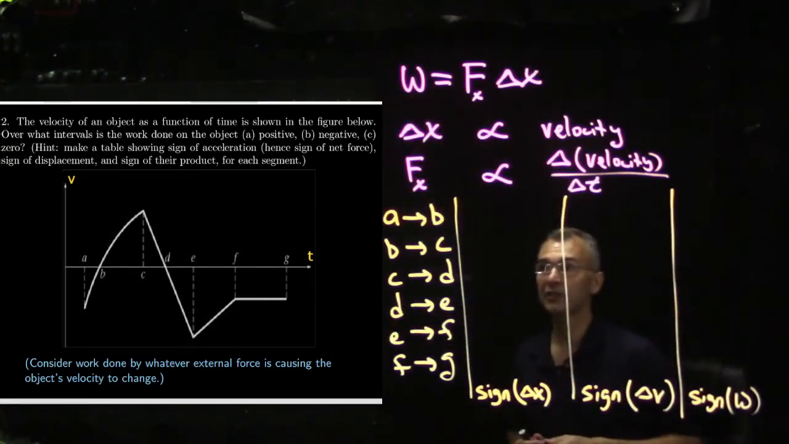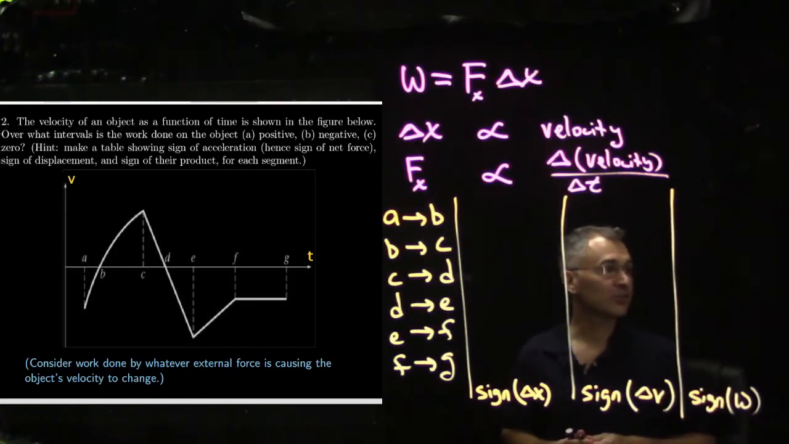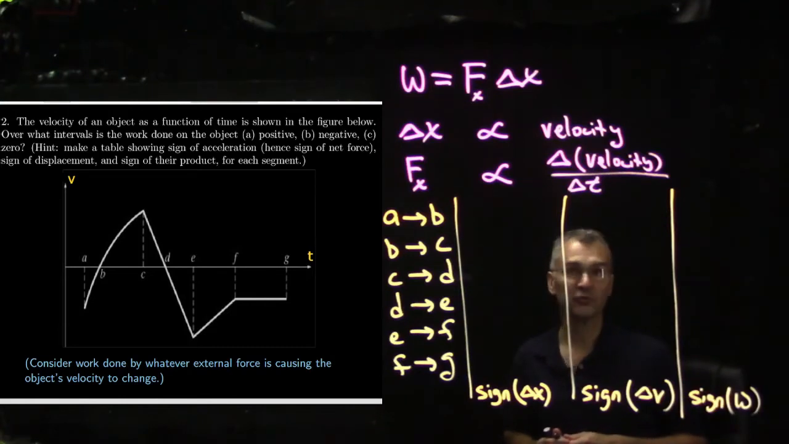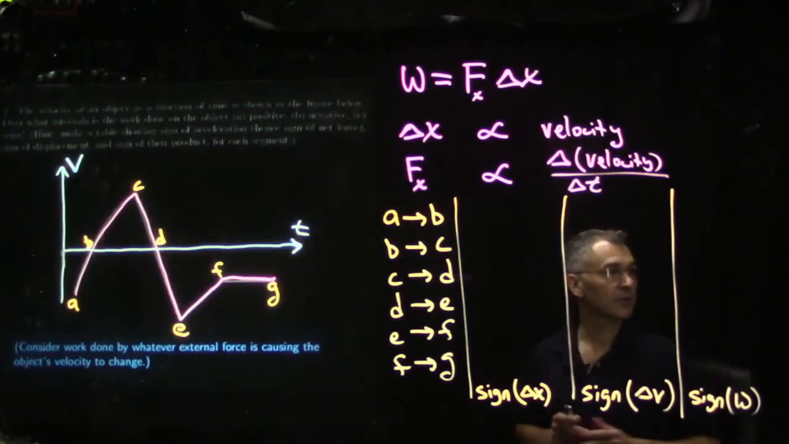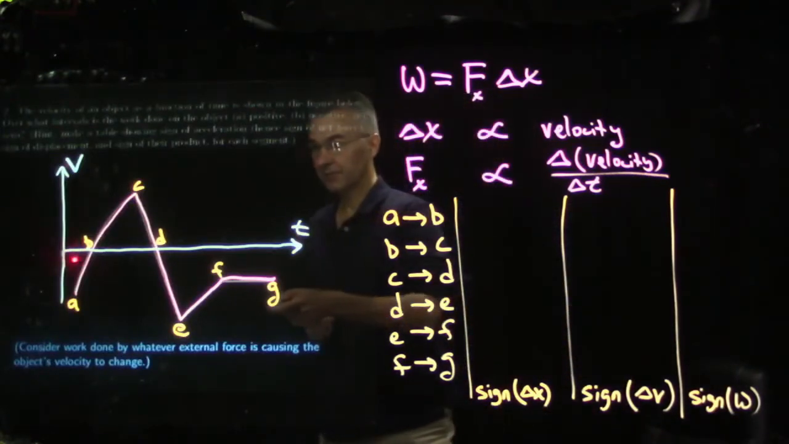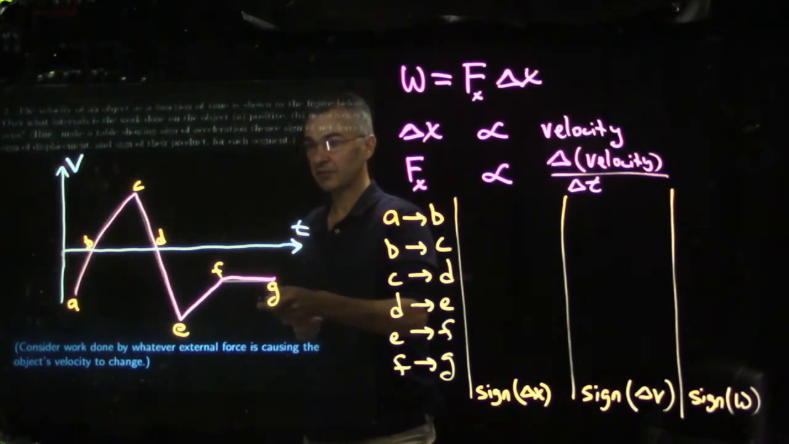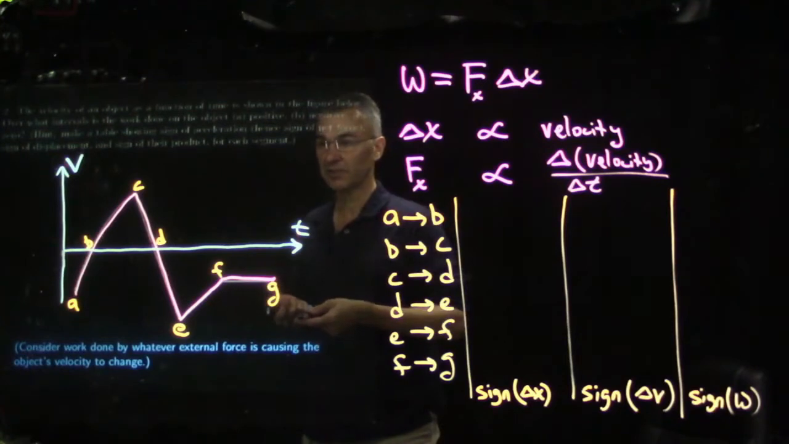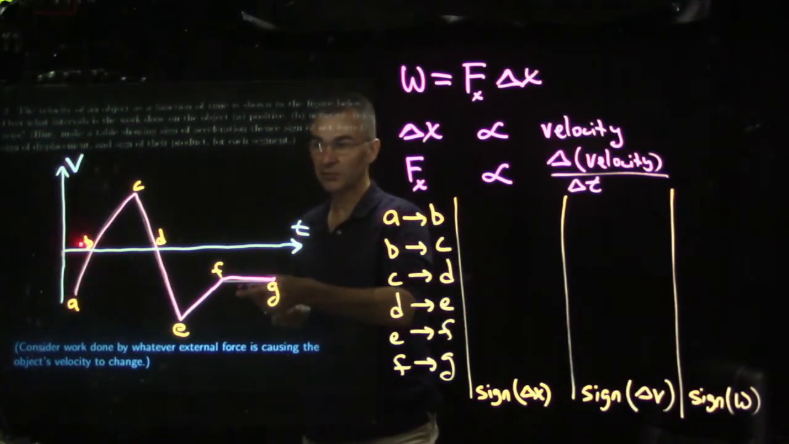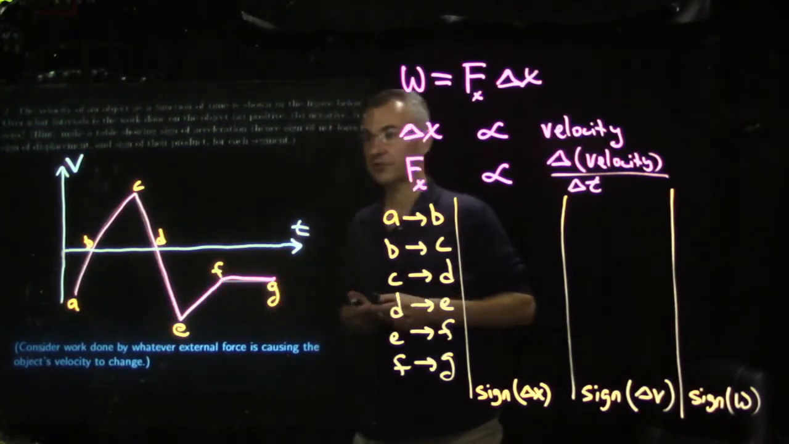In this slide, the velocity of an object as a function of time is shown in the figure. And the question is, over what intervals is the work done on the object by some external force, which causes the object's velocity to change, positive, negative, or 0? So for instance, from A to B, is the work done by some external agent which is causing the velocity of this object to change? We can go from A to B, B to C, C to D, D to E, E to F, and F to G.